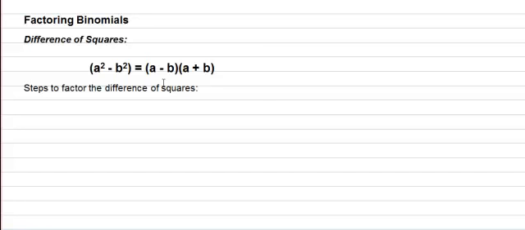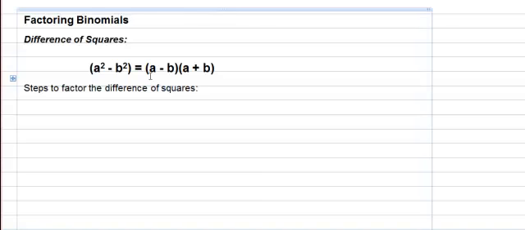Okay, so this is our first video for factoring binomials, and we're going to talk about the difference of squares. One of the things that I want you to notice is that this is going to look really similar, but backwards, of course, to something that we did in the last chapter.